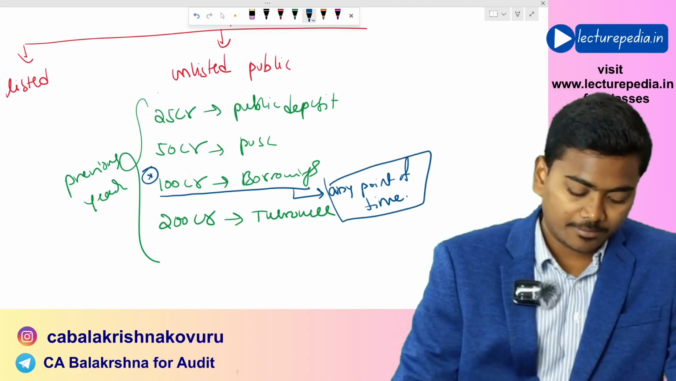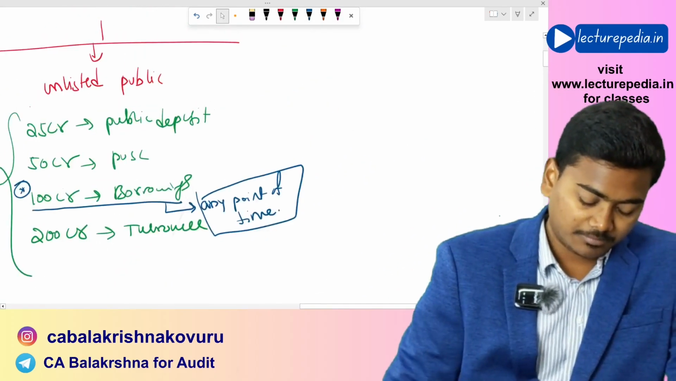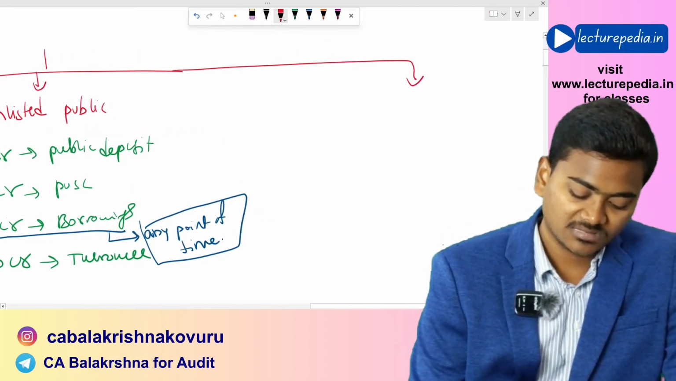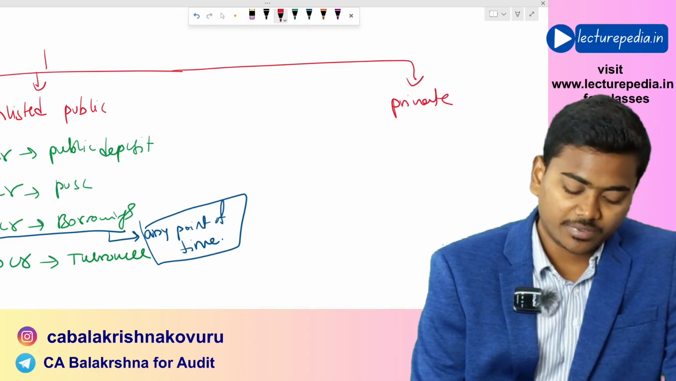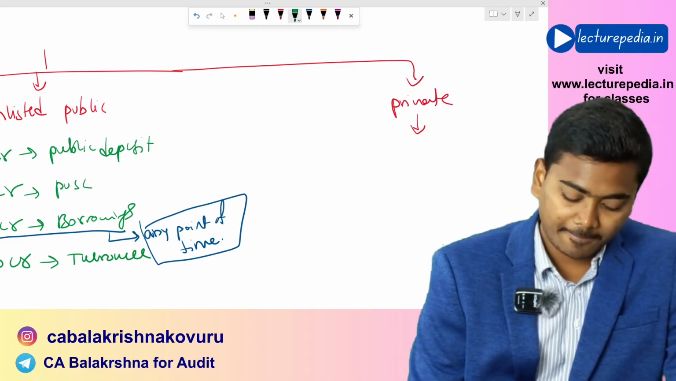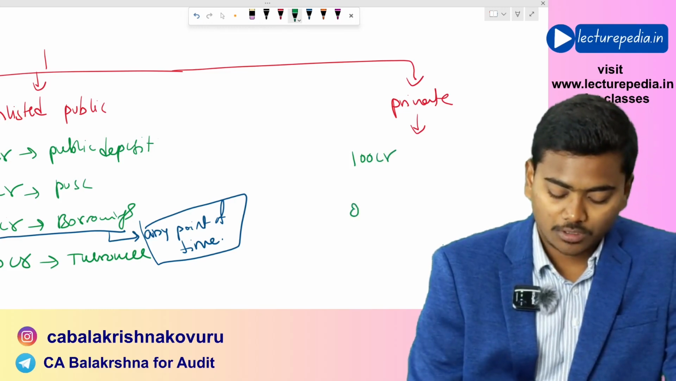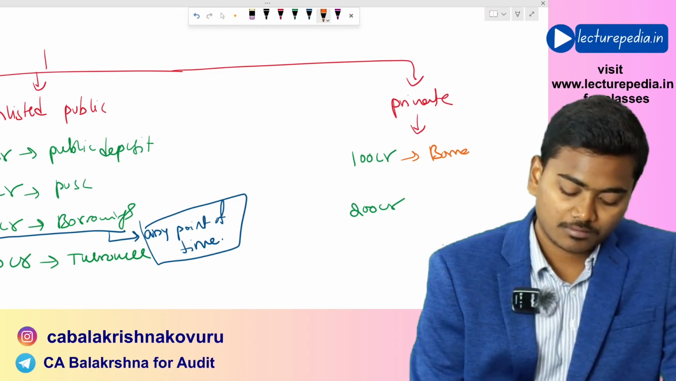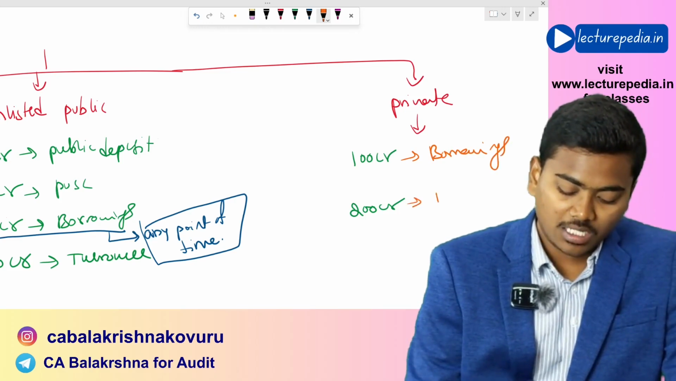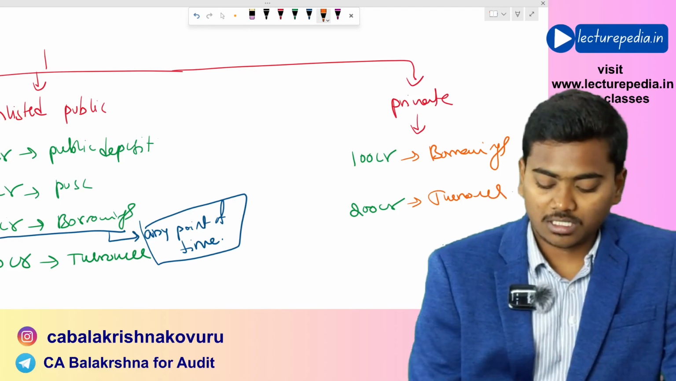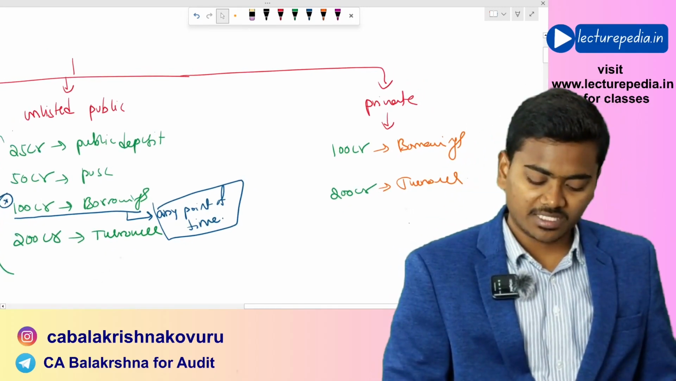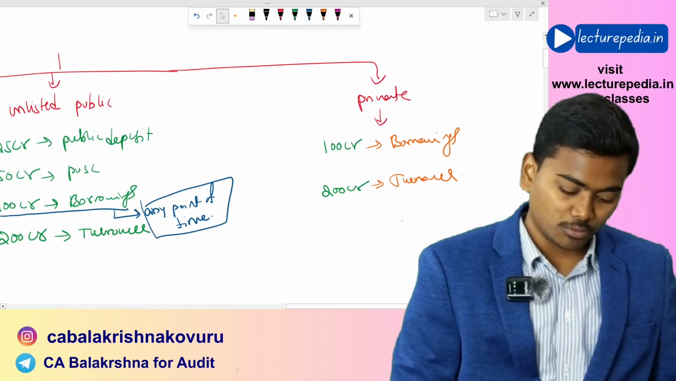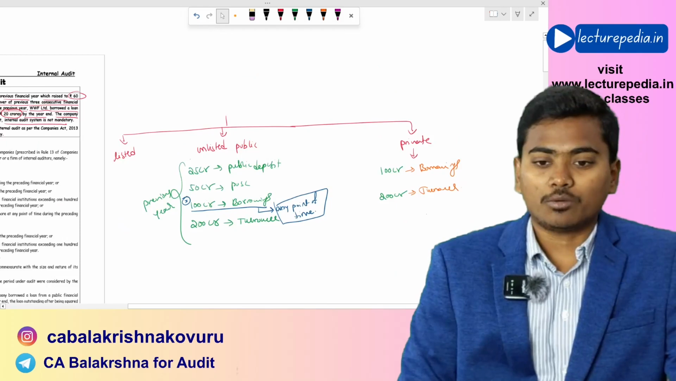Hope that is clear. And coming to private companies, you need to check 2 things: 100 crore and 200 crore. 100 crore is borrowings from public financial institution and 200 crore is turnover. Even that you need to check during the previous financial year, and borrowings is at any point of time during the year. Now let us apply this to our question.